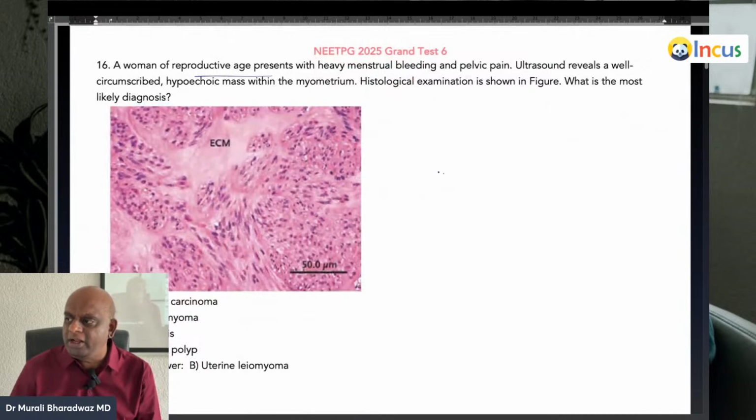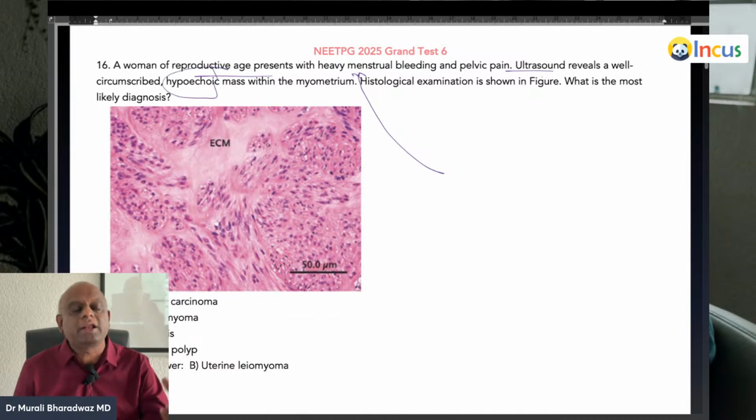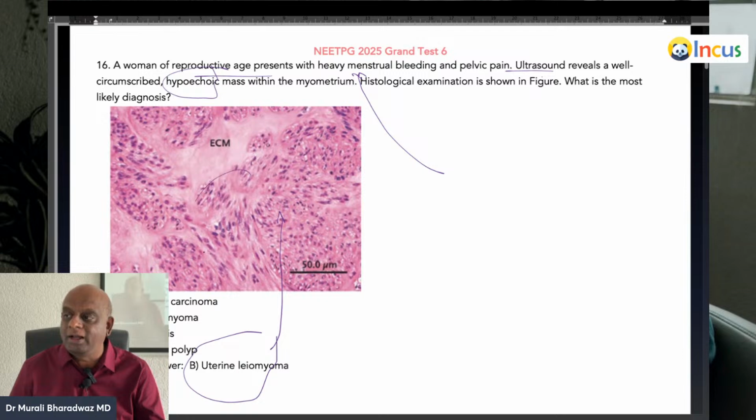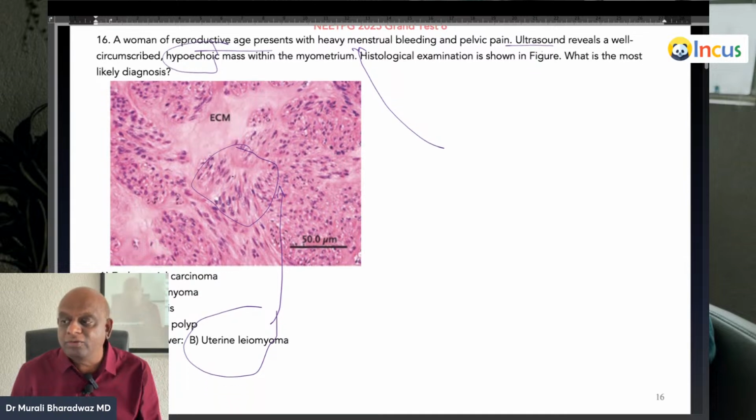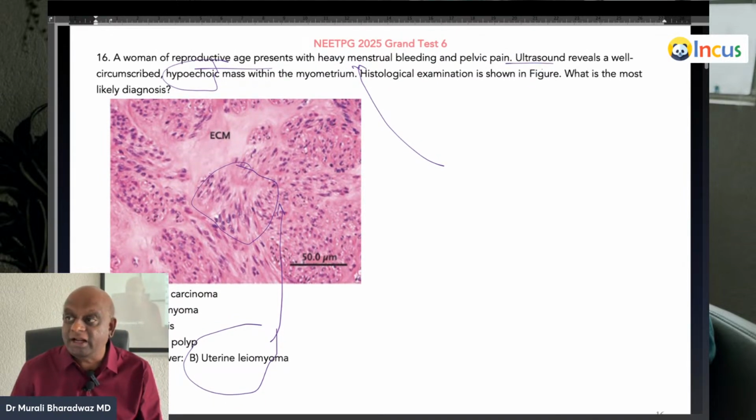A woman in reproductive age with heavy menstrual bleeding and pelvic pain, circumscribed hypoechoic lesion in the myometrium is a case of uterine leiomyoma, where you have the spindle cells, which are very characteristic. Circumscribed hypoechoic mass within the myometrium, which is showing that spindle cell morphology.